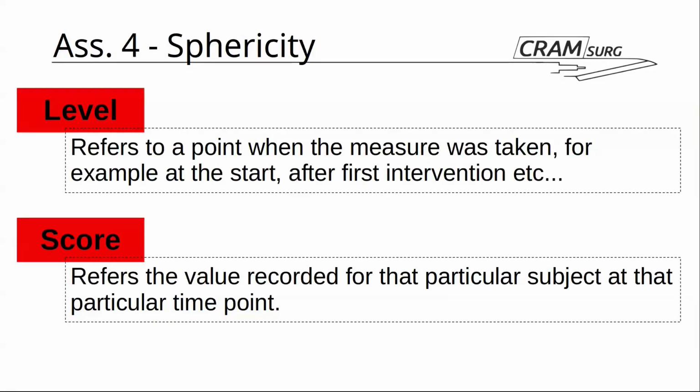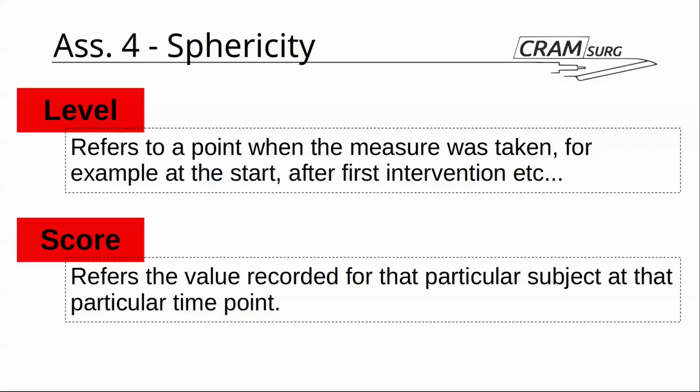Now, let's talk about assumption number 4, also called sphericity. Before we actually explain what sphericity is, I need to tell you a couple of things about levels and scores. When we run a repeated measures ANOVA, we talk about level. A level is a point when the measure is taken.